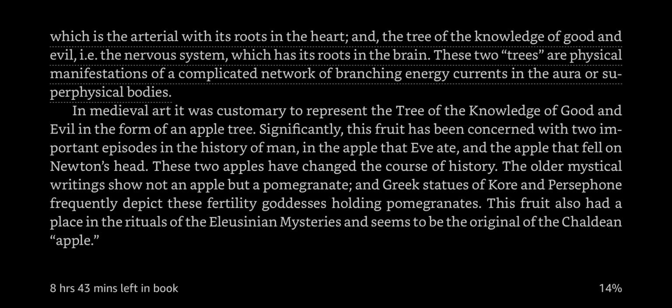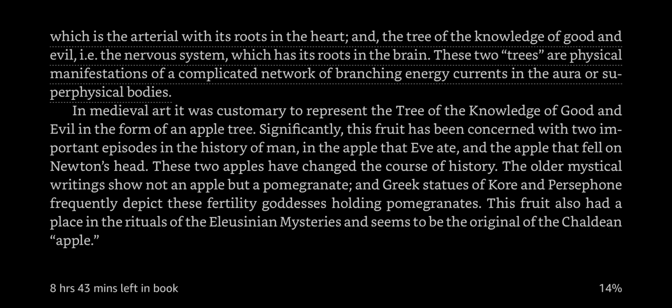In medieval art, it was customary to represent the tree of knowledge of good and evil in the form of an apple tree. Significantly, this fruit has been concerned with two important episodes in the history of man: in the apple that Eve ate, and in the apple that fell on Newton's head. These two apples have changed the course of history. The older mystical writings show not an apple but a pomegranate, and Greek statues of Kore and Persephone frequently depict these fertility goddesses holding pomegranates. This fruit also had a place in the rituals of the Eleusinian mysteries and seems to be the original of the Chaldean apple.